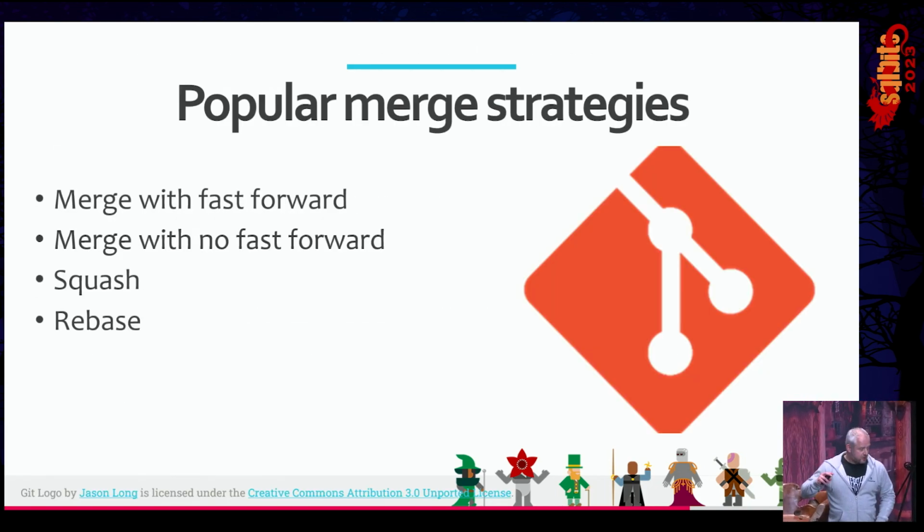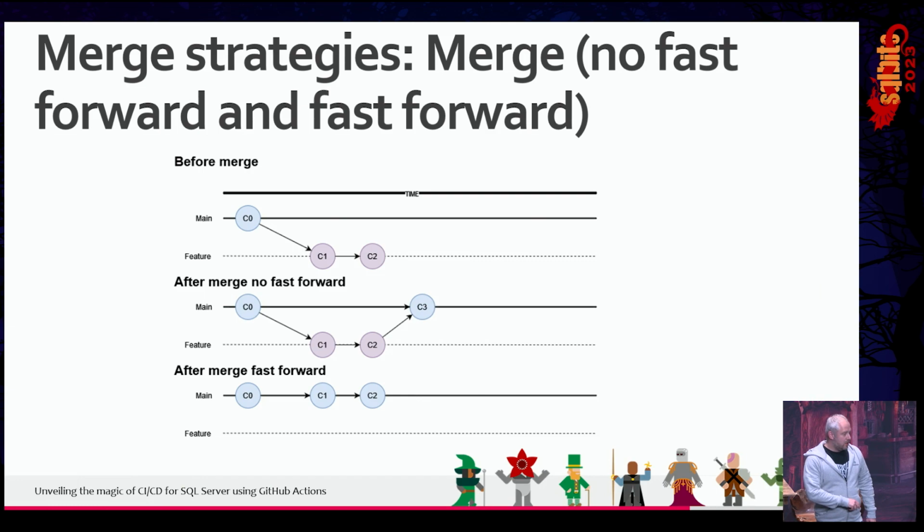Some popular merge strategies that we have are merge fast forward, no fast forward, squash, and rebase. With merge, this is a normal one: before the merge, you have your commits, commit 1 and 2, and if you have a no fast forward, you create another commit, and then it gets merged into your main branch, or any other branch, but in this case the main branch. With fast forward, we don't create another commit, we just push it right up to that branch.